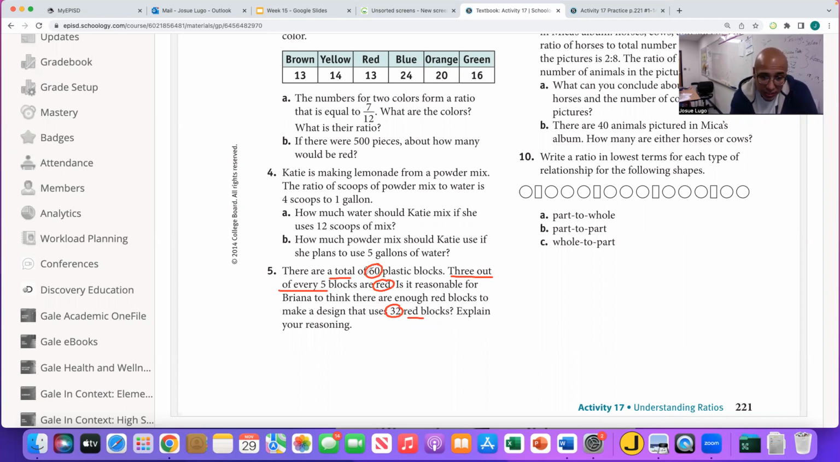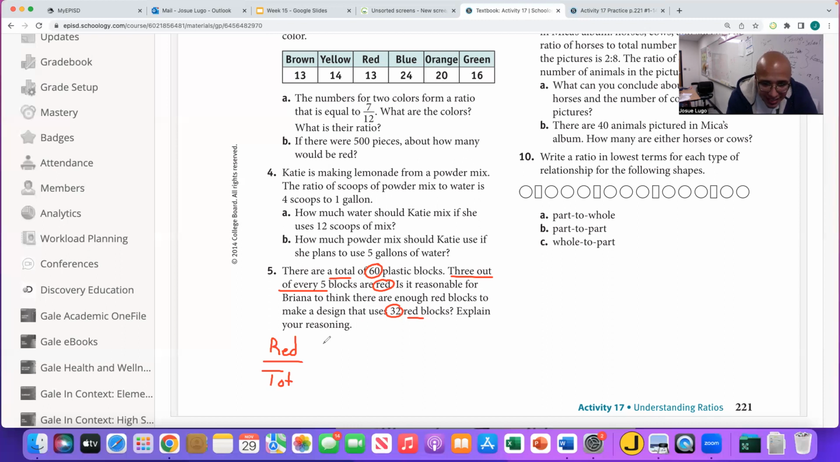Well, let's see what's happening here. We're comparing red blocks, red, to the total. That's the two things that we're comparing here. Red to total. And ask yourself, do we know the ratio of red to total? I know there's a total of 60, but we don't know the total number of red blocks. We know the total is 60, but notice that they do give us a ratio. 3 out of every 5 are red.